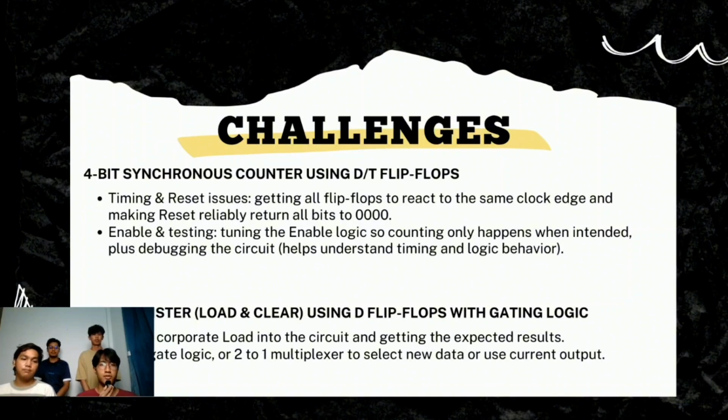And the challenges for the 4-bit register. At first, we had trouble incorporating load into the circuit and getting the expected result. Because the clear is very simple, we just connect the clear button to the reset input of the flip-flop. And for the load, we are using gate logic or a 2-to-1 multiplexer to select new data or use the current output. The gate logic used is 2 AND gates and 1 OR gate, which is basically the same as the 2-to-1 multiplexer.